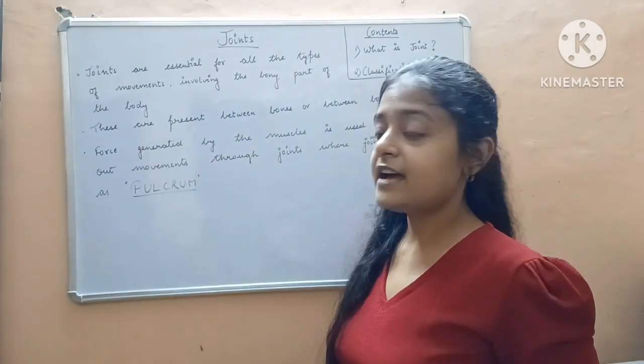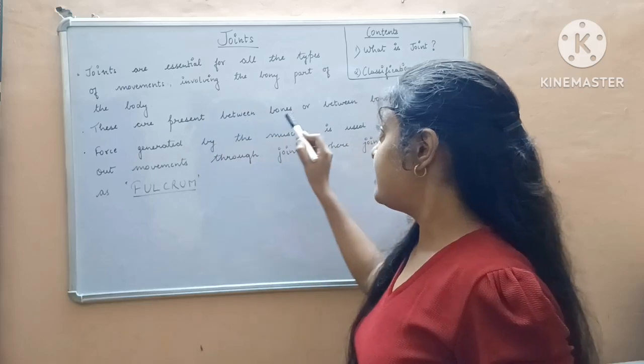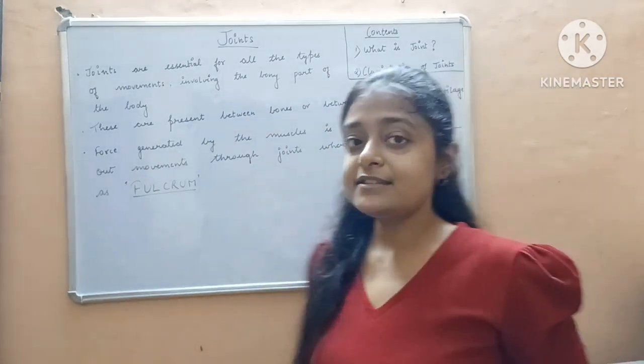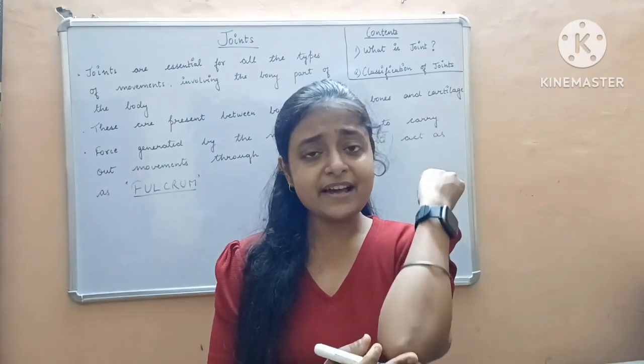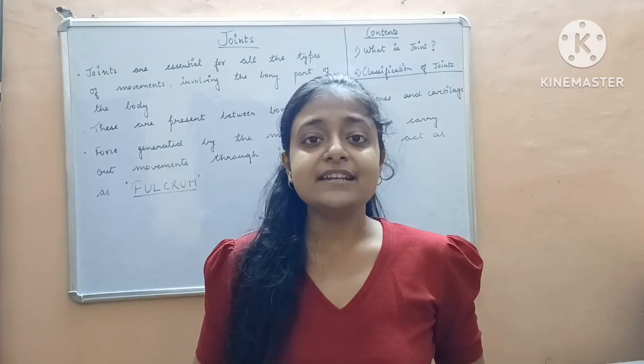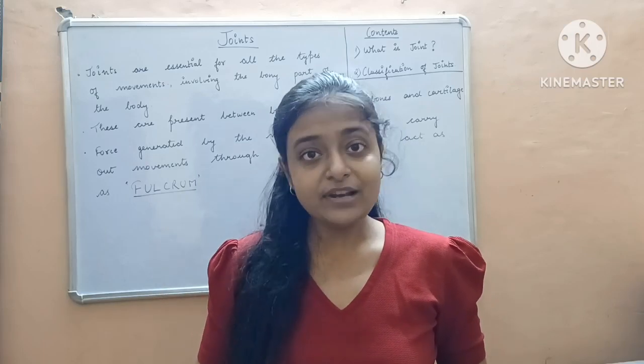The second point is that these are present between bones or between bones and cartilage. The third point is that these joints act as a fulcrum. How? What is a fulcrum? A fulcrum acts like, or we can say it is a type of, lever system.